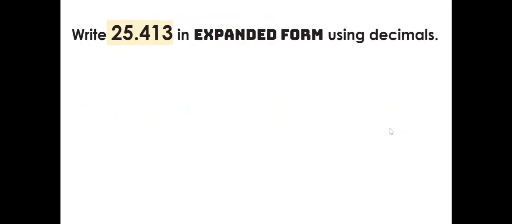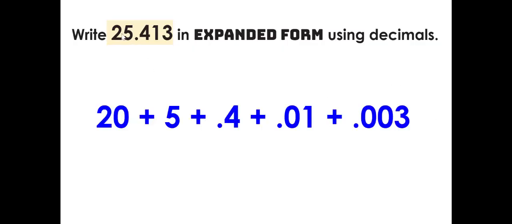All right, let's try one more. Try this number. This is actually given to us in base 10 numeral standard form, 25 and 413 thousandths. How would you write that in expanded form using decimals? Pause the video, give it a try. All right, let's check. The answer would be that 2 stands for 20. That digit 5, the value is 5 ones. That 4 is actually, the value is 4/10ths. The 1, the value is 1/100th. And the 3 is 3/1000ths.